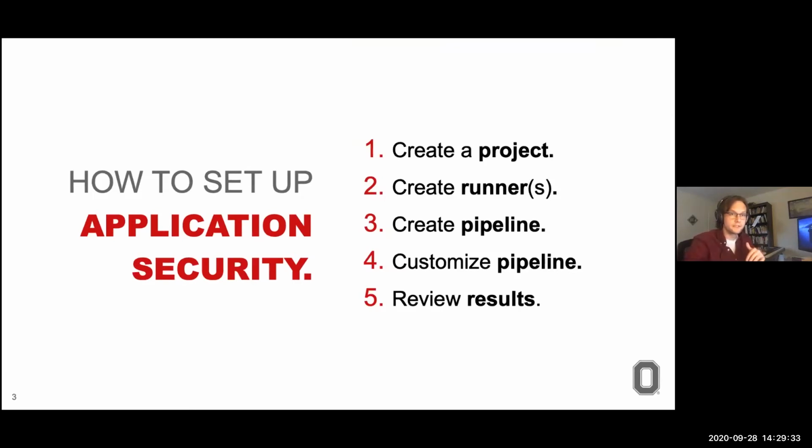So we're going to really quickly go over how to set this up using GitLab Ultimate, or as most of you know it, University Code Repository, or UCR, or Euchre, or go.osu.edu. Take your pick. So first, we're going to quickly go over creating a project, what that means. Then we're going to go over runners, linking runners to our projects, then making pipelines, customizing those pipelines, and reviewing results. So easy 5-step process.